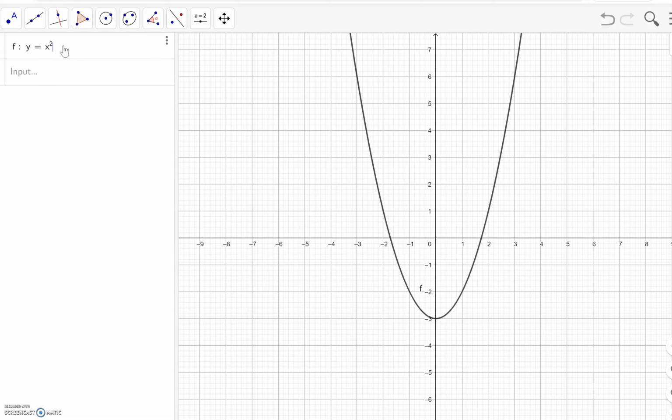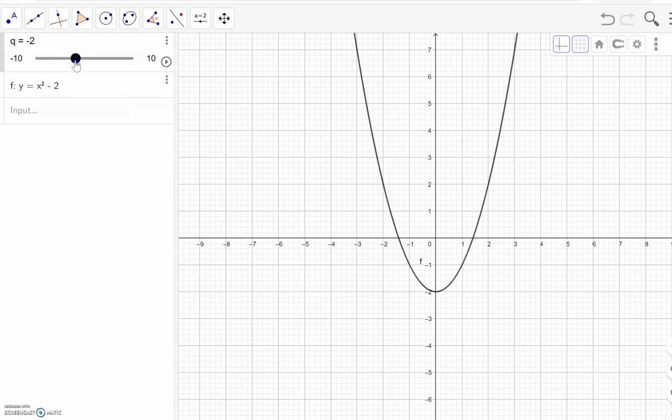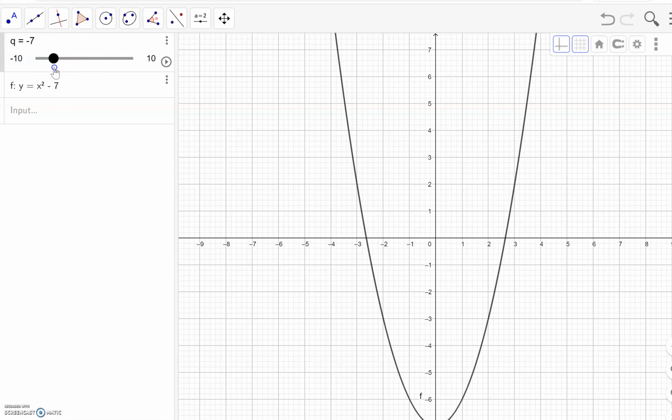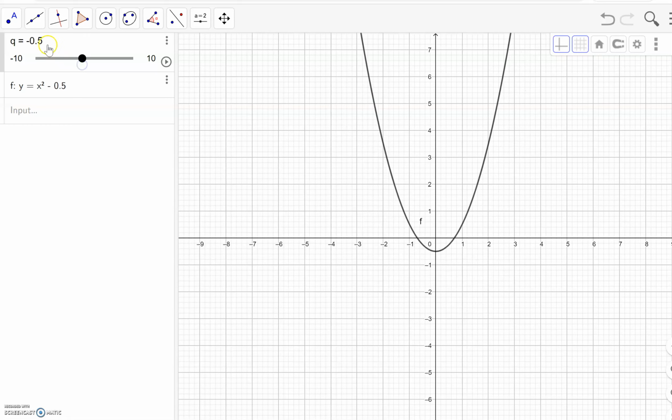So what I'm going to do is say plus q, and we will make a q slider. Now we can change the values of q, and you will see that the parabola will move up and down. You can see the result in the formula here. You move q up, it moves the parabola up, you move q down, it moves the parabola down. So that's the first feature of this. Let's put it back at 0.